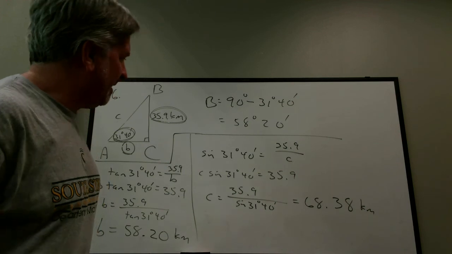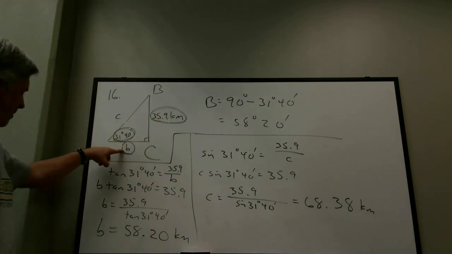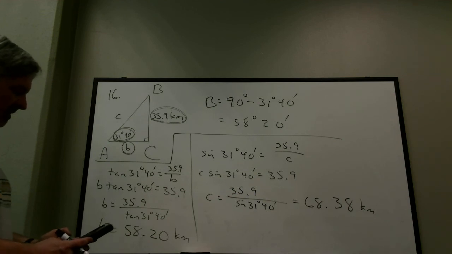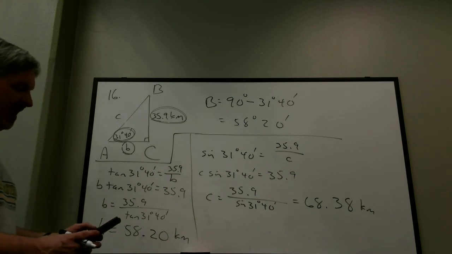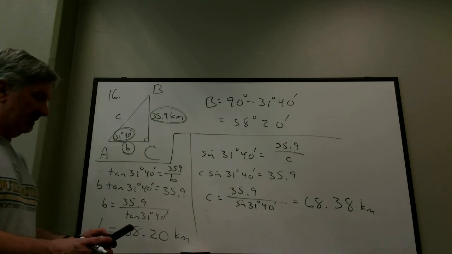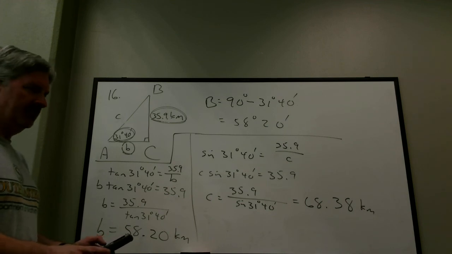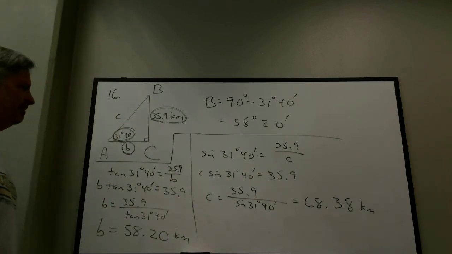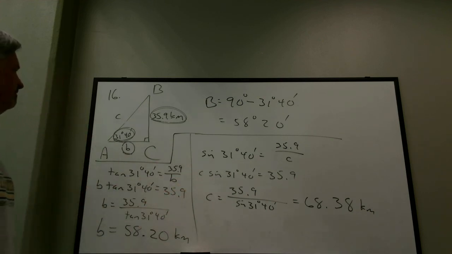What I could do to check, it's always nice to check a completely different way, is: is 35.9 squared plus my 58.2 squared equal to my 68.38 squared? 35.9 squared plus 58.2 squared is 4676.05. 68.38 squared is 4675.8. I'm off by 0.23-ish. So because of the rounding, I'm off a little bit. So I think I'm good. So it's nice to do it this way, and then I can check my answer with Pythagorean theorem. Okay, so that's a problem.